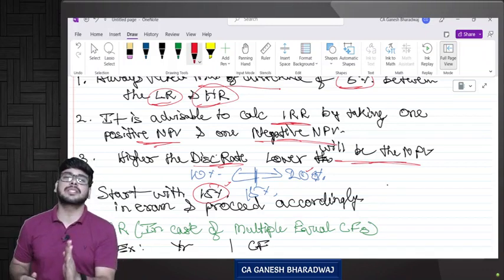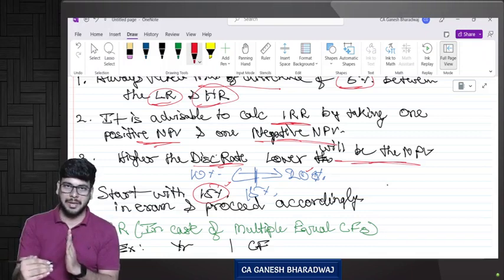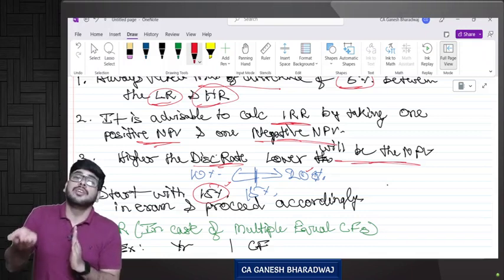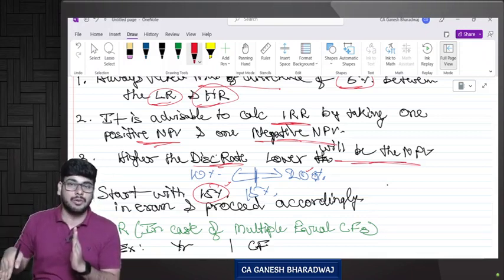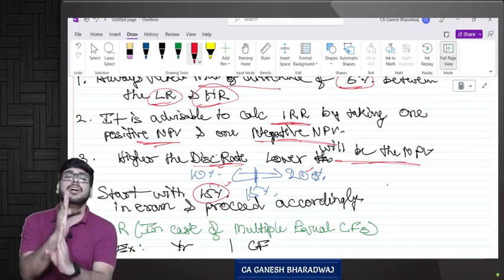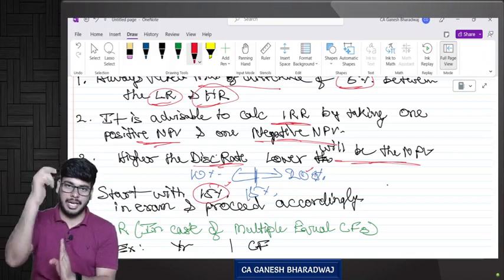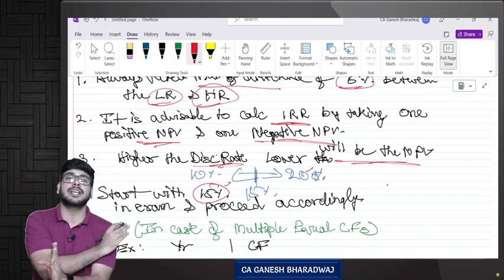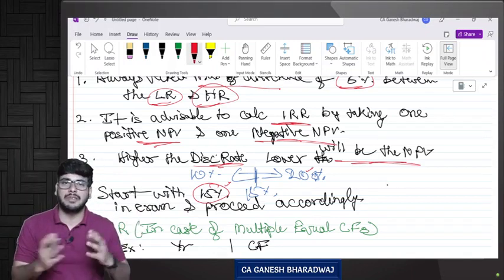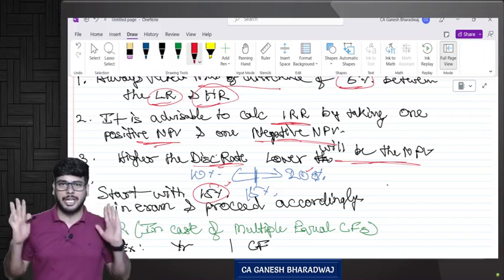Suppose at 15% it is showing a negative NPV. So what will you do? You will decrease the discount rate so that your NPV increases. So now at 15%, if it is showing a negative NPV, next trial you take it as 10%. It might show a positive NPV. Based on this, you can interpolate. Are you clear with this?